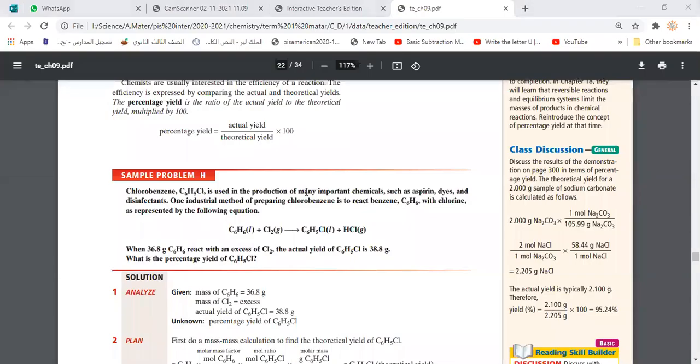Today, inshallah, we're going to continue and talk about the last part in our chapter. We're still working on stoichiometry, the last section, which covers the limiting reactant and percentage yield. In the first part of the section, we already practiced how to determine the limiting reactant and the excess reactant in a certain reaction. Now we're going to practice on the percentage yield.